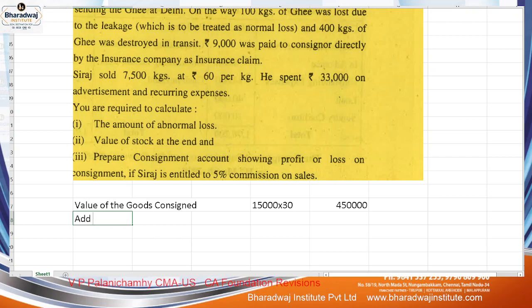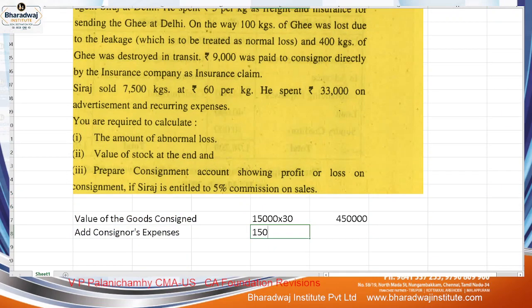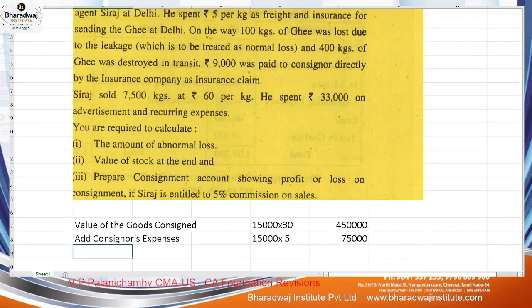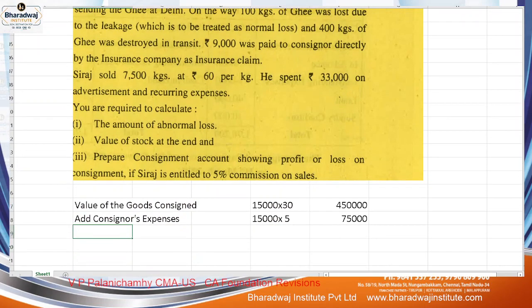Then add consignor's expenses. What are the consignor's expenses? Freight, insurance, etc. They have spent 5 per kg, so 15,000 into 5. Then on the way, how many kgs are lost? 100 kgs are lost. So for 15,000 kilogram, the value is this much.